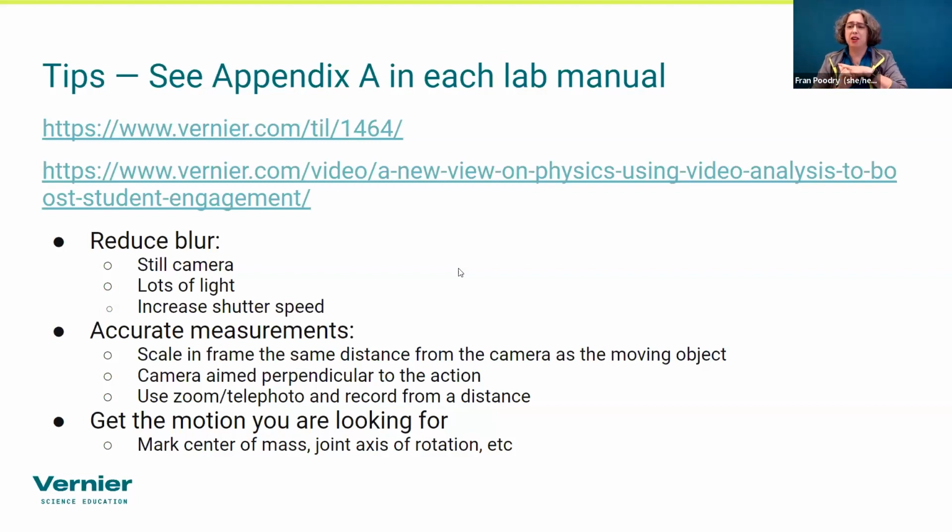For accurate measurements, you want the scale object the same distance from the camera as the motion. You want the camera aimed perpendicular to the motion, and if possible, use zoom or a telephoto and record from a distance. Those will flatten the frame.